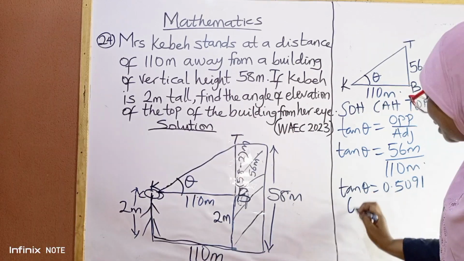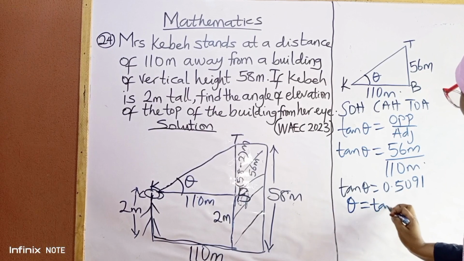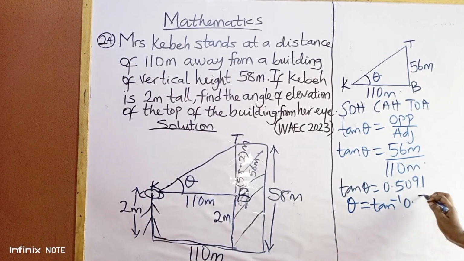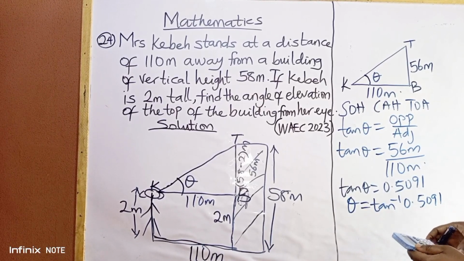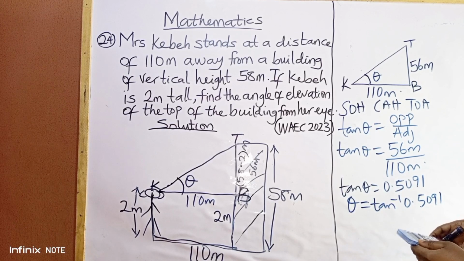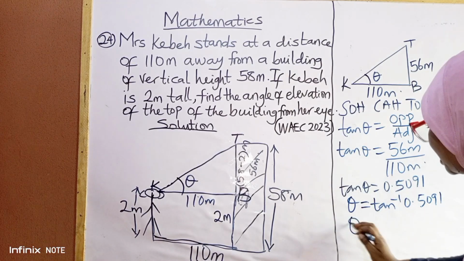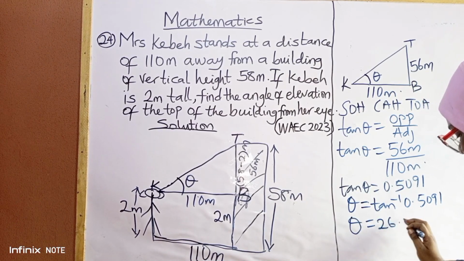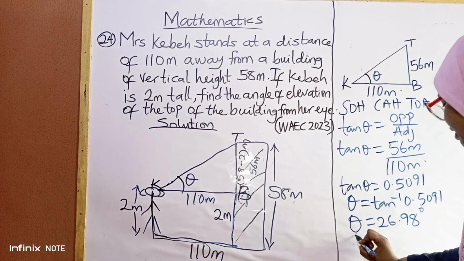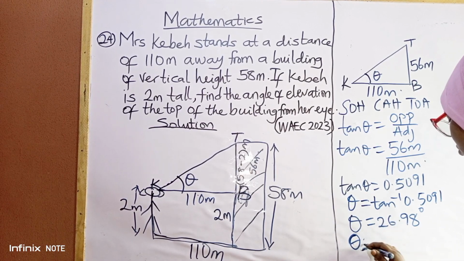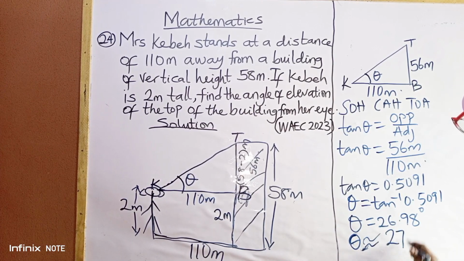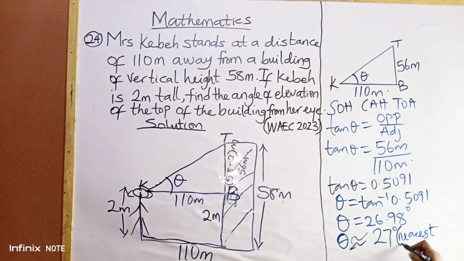is equal to, tan theta is equal to 0.5091. Theta will be arctan 0.5091. So arctan 0.5091 will be equal to 26.98 degrees. Theta is approximately 27 degrees to the nearest whole number.